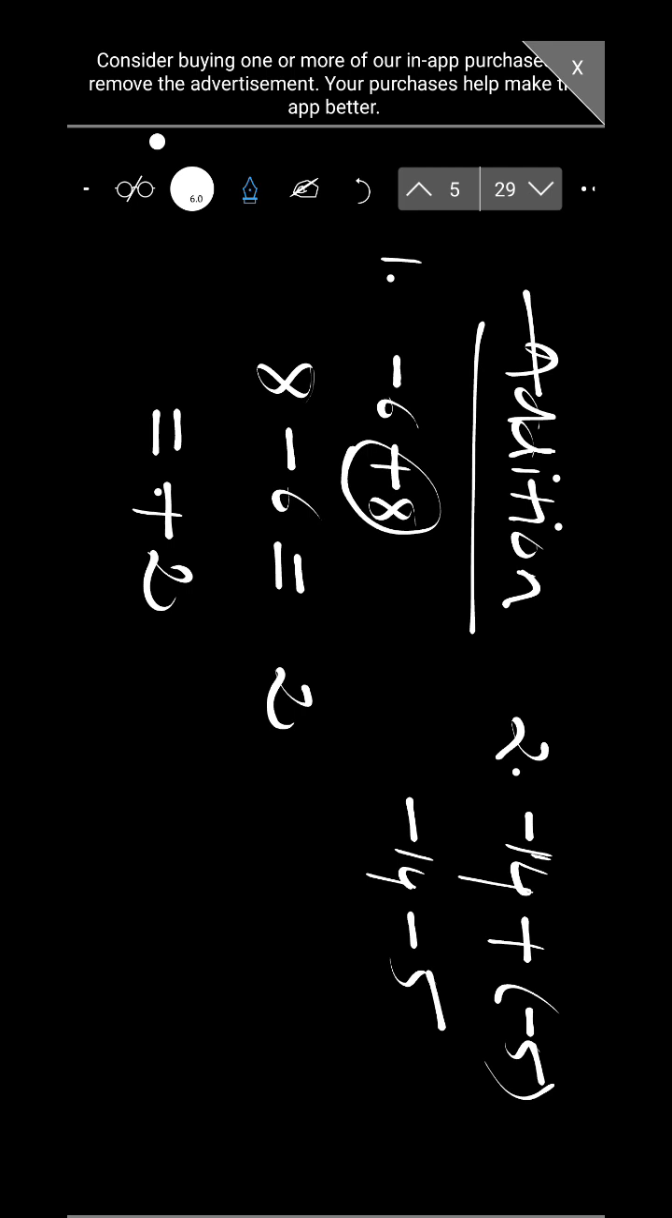So minus 14 and minus 5 have the same sign. If it has the same sign, we need to add the values and keep the same sign. So we add 14 plus 5, which is 19, and keep the same sign, as minus 19. So we'll take the third example.